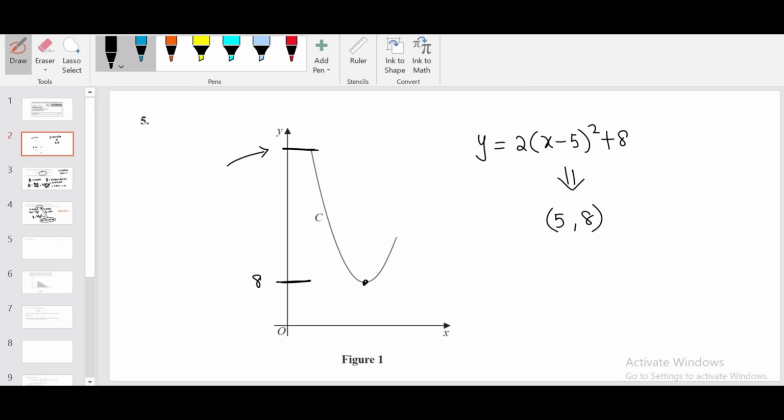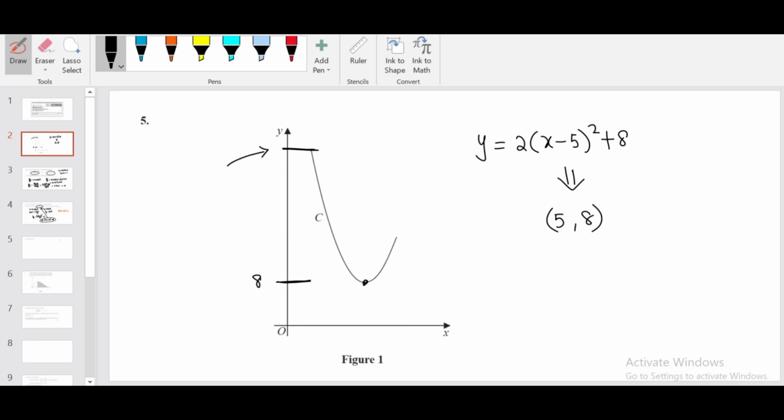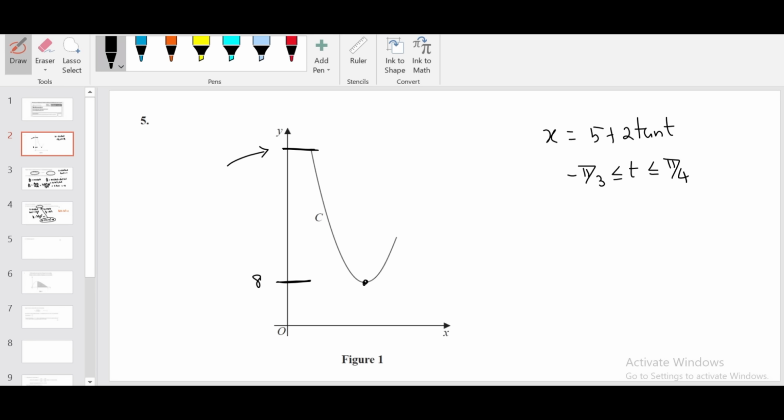That's when we are going to use the values of t. We are going to take this x and the values of t. x is equal to 5 plus 2 tan t. The domain of the parametric equations is given as minus pi over 3 less than or equal to t less than or equal to pi over 4. That means basically these two x values, x1 and x2. The corresponding extreme values of t are given.